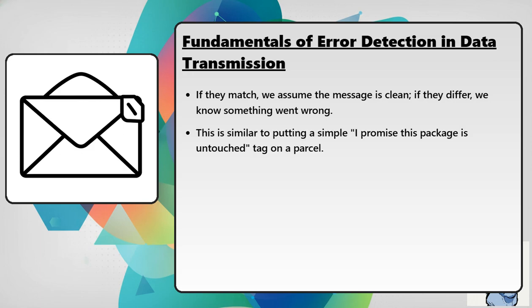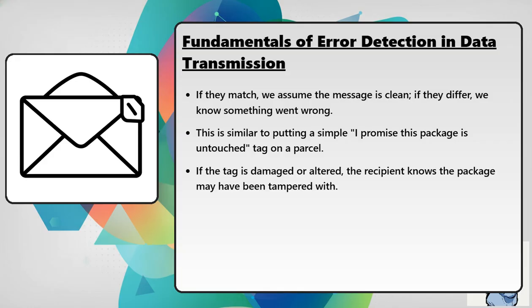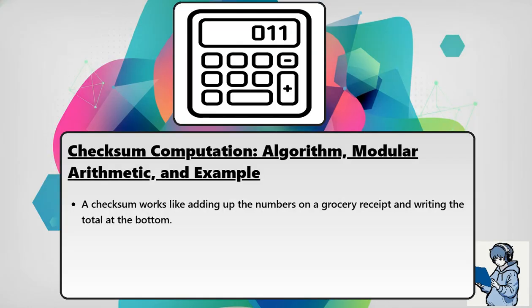This is similar to putting a simple "I promise this package is untouched" tag on a parcel. If the tag is damaged or altered, the recipient knows the package may have been tampered with. A checksum works like adding up the numbers on a grocery receipt and writing the total at the bottom.